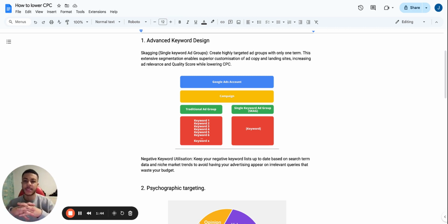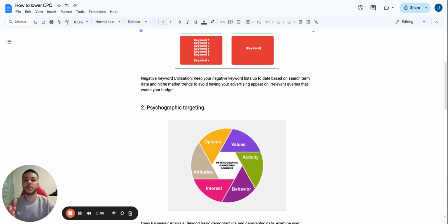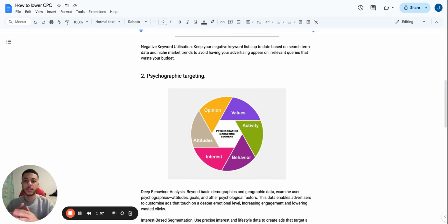This extensive segmentation enables superior customization of ad copy and landing sites, increasing ad relevance and quality score while lowering CPC. Next thing you want to use is negative keywords. You want to keep your negative keyword list up to date based on search term data and niche market trends to avoid advertising appearing on irrelevant queries that waste your budget.